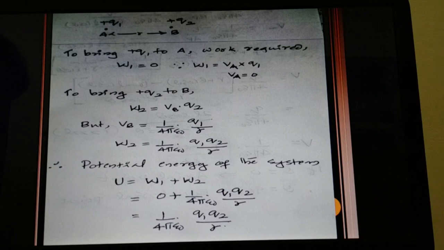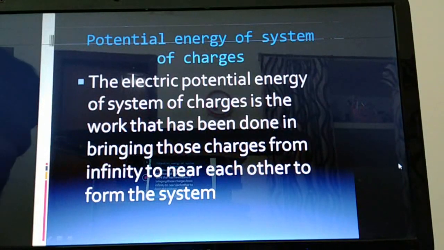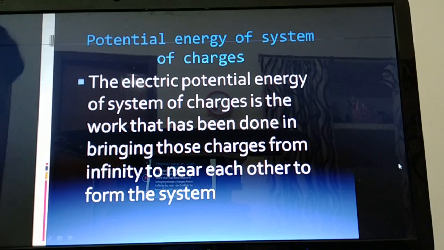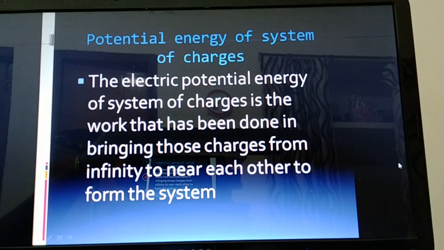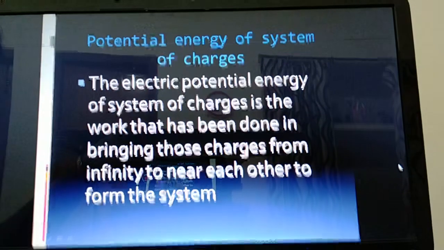So the net potential energy, the total potential energy of a system, is the total work required to bring the charges from infinity to their respective points to assemble that system. Okay, in other words, you can say that the electrical potential energy of a system of charges is the work that has been done in bringing those charges from infinity to near each other to form the system. That is electrical potential energy of a system of charges.